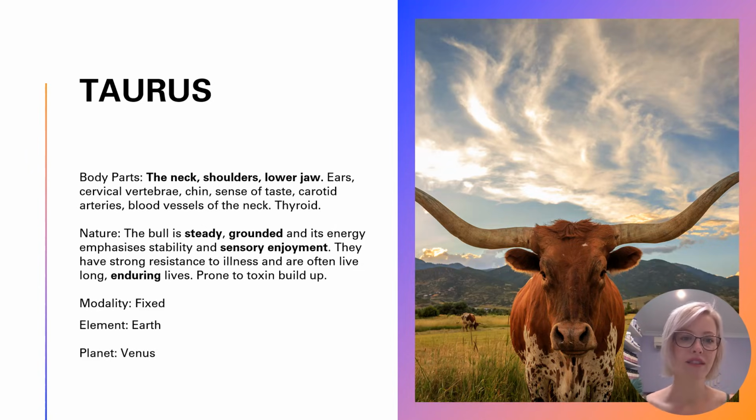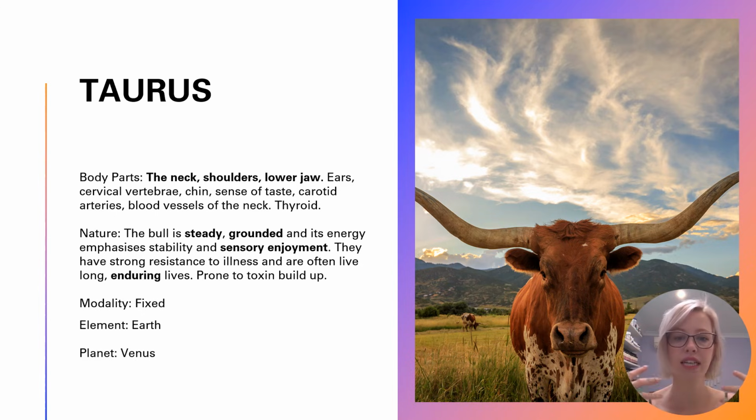Beautiful Taurus, ruling the neck, upper shoulders, so kind of like the traps, the lower jaw, ears, cervical vertebrae, blood vessels of the neck, and thyroid. So everything just from that lower jaw to the upper shoulder there, the traps, that is the bull. And when you think of a bull, it's really sturdy and usually has a very thick neck and shoulders. You know, it's very built up here.